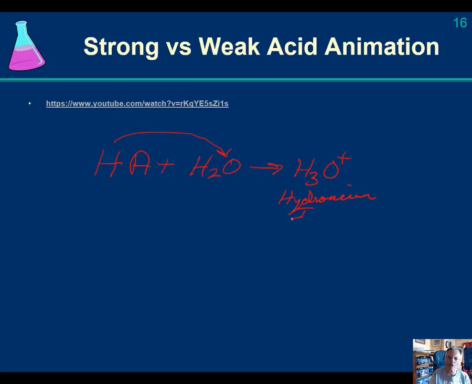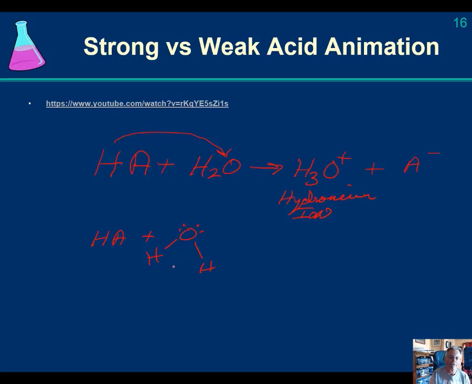This is the hydronium ion. And of course, we'll have the A- anion floating around in here. So let me show you what that actually looks like. You've got HA. Here's what the water molecule looks like. There are actually 2 non-bonding pairs of electrons.